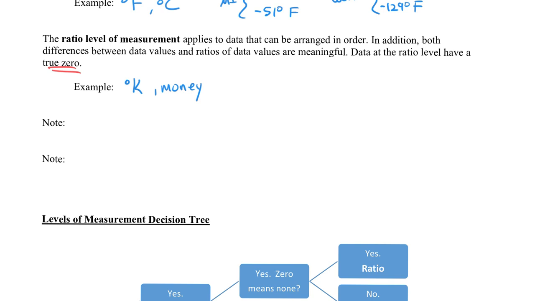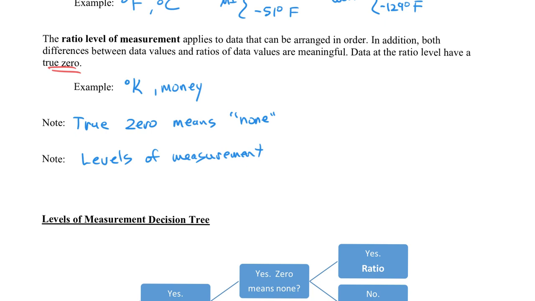And let's see, what else do we need here? The note here, one of them is the true zero. When you talk about a true zero, it means literally none. The absence of the variable being measured. The other note here, which we mentioned before, is that the levels of measurement are often criticized as being inadequate, but are still popular.